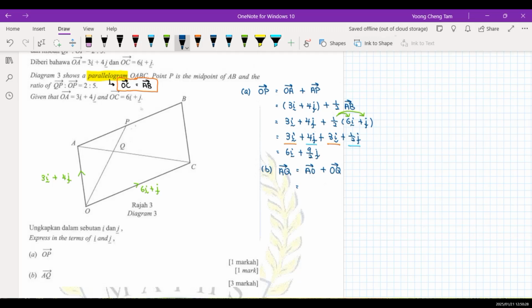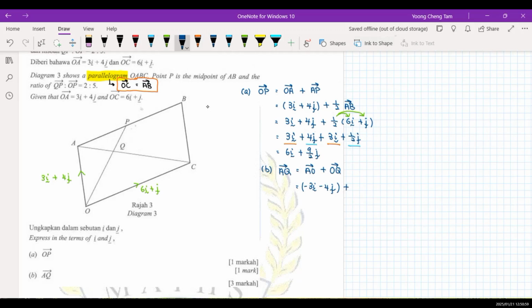So AO is the opposite direction of OA, right? So make sure you convert the sign from positive to negative, from negative to positive. So OA is 3i plus 4j. So AO will be negative 3i minus 4j. Change the positive to negative. Okay, continue plus OQ.